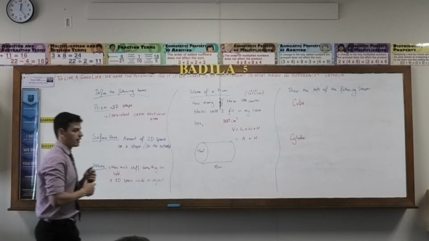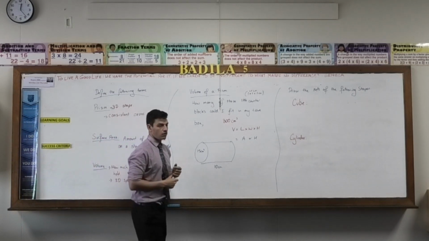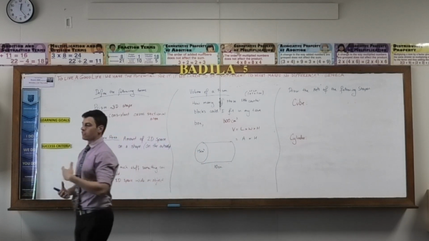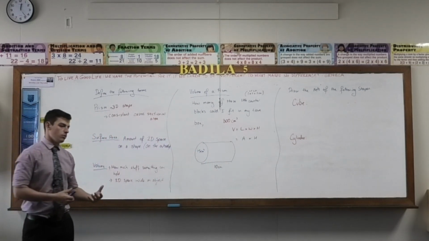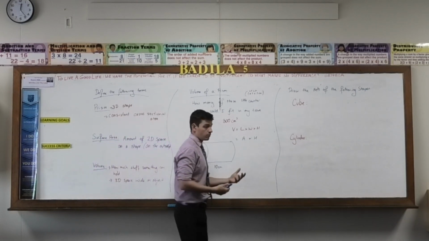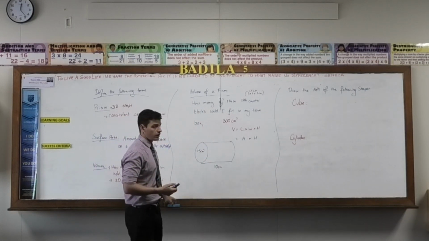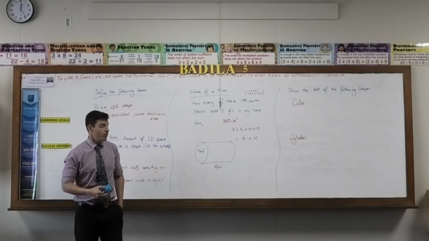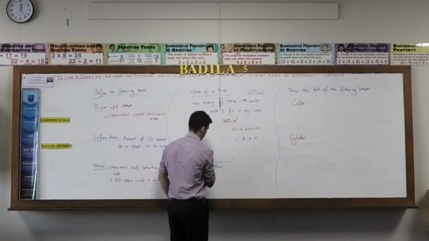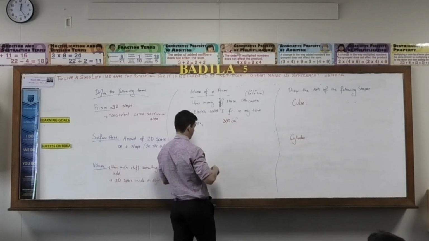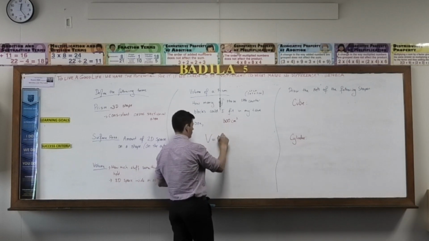How can I make that argument? Area is length times width. So I could give you an equation for every single prism: a circular cylinder, a triangular prism, a trapezium prism. I'll give you all those things. Or I could give you one equation. What's the one equation I could give you? The volume of a prism equals area times height.